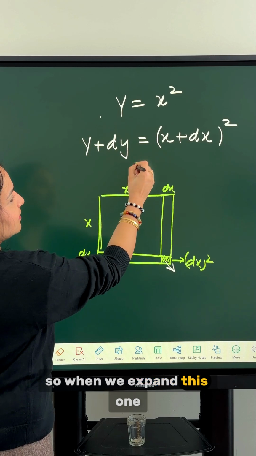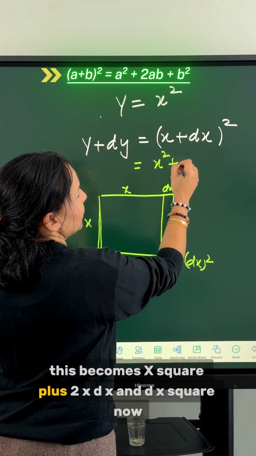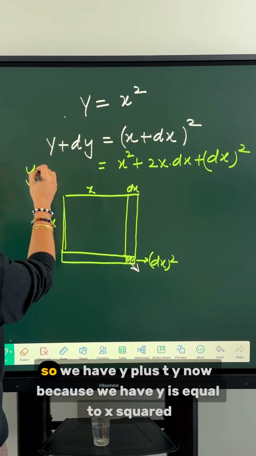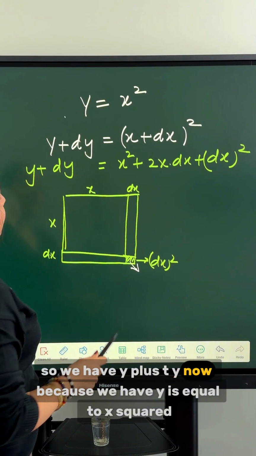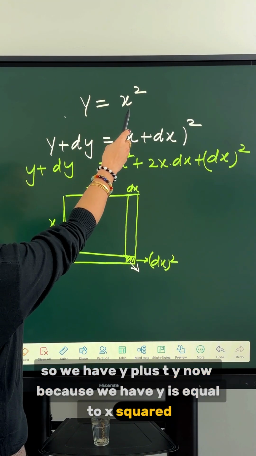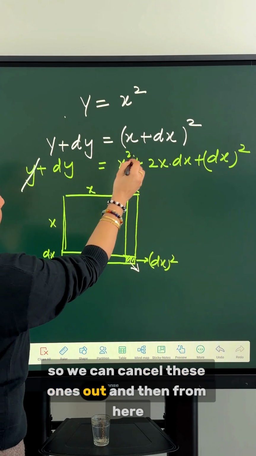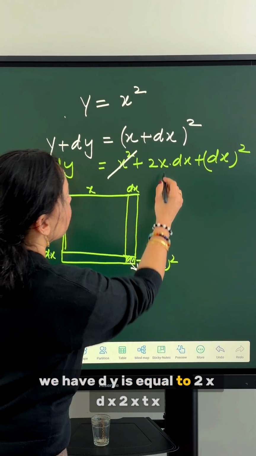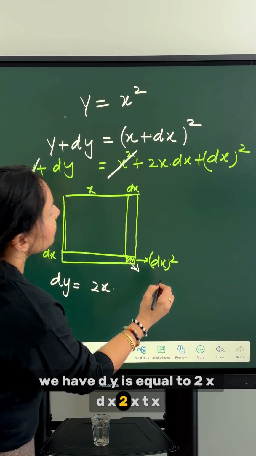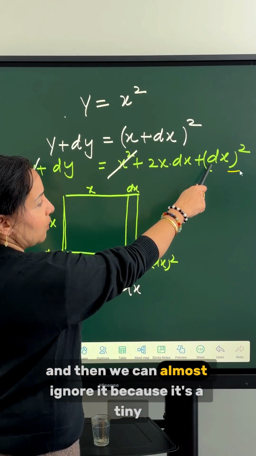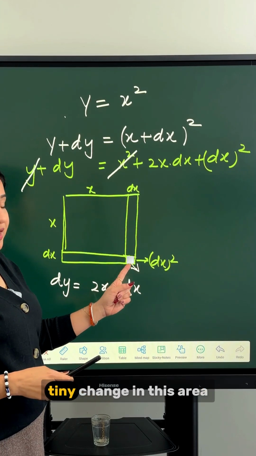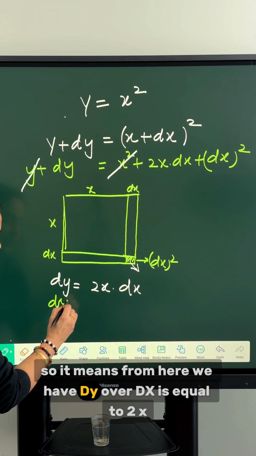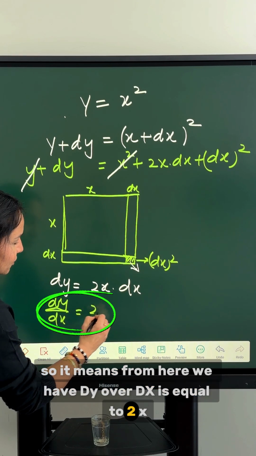So when we expand this one, this becomes x squared plus 2x dx plus dx squared. So we have y plus dy. Now, because we have y is equal to x squared, we can cancel these out. And then from here we have dy is equal to 2x dx. And then we can almost ignore dx squared because it's a tiny change in this area. Okay, so from here we have dy over dx is equal to 2x.